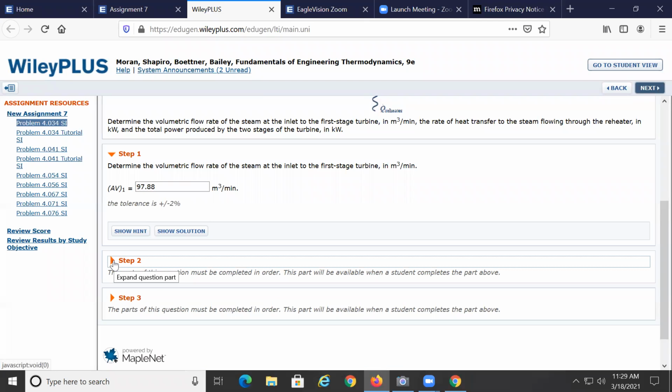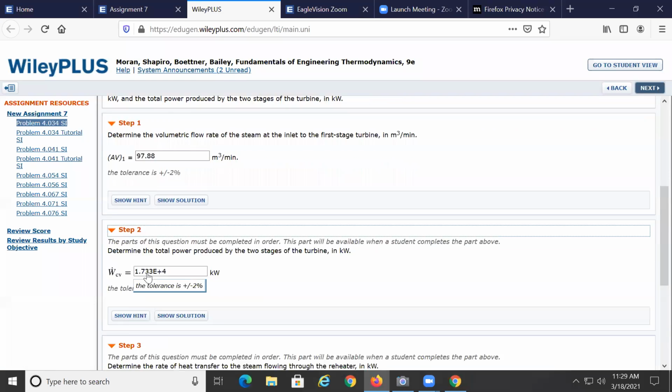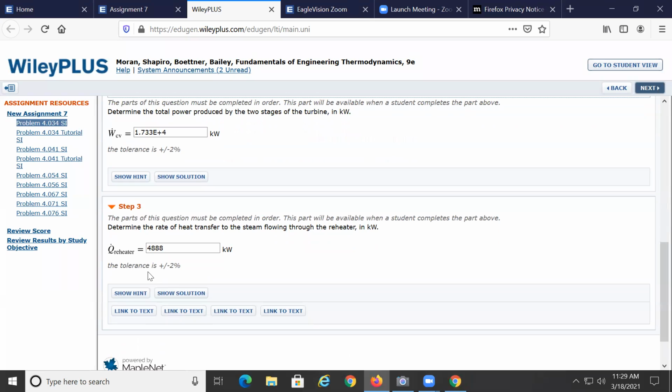We need to find what is the total power. And part 3, I don't mind if you see the answer. Personally, everybody will get different answers. And part 3, what is the amount of heat into the reheater? Okay, this looks like being a good problem.